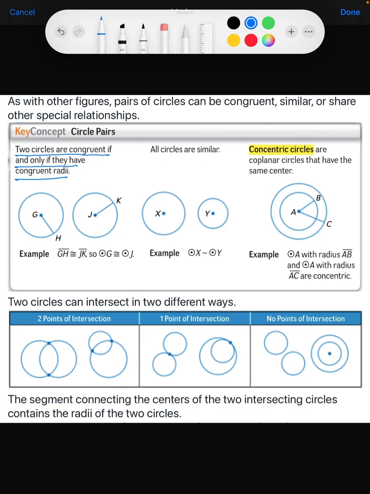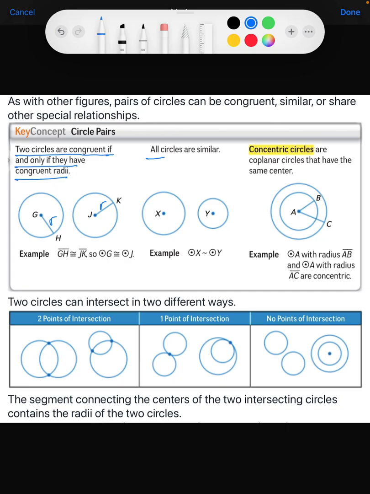And it says if and only if. So they must have equal radii in order to be congruent with each other. And if they are congruent to each other, we can say that they have equal radii. So in this example, our r for each, if these two circles are congruent, are going to be equal to each other.